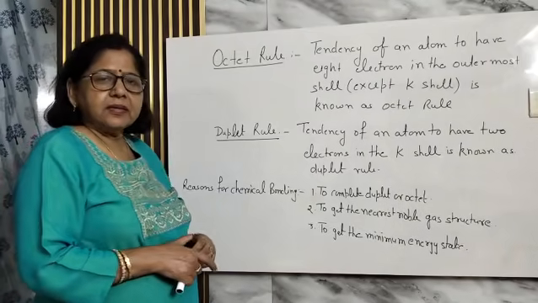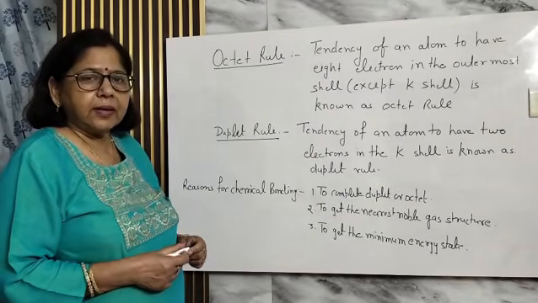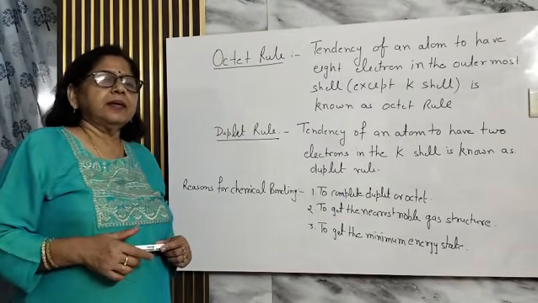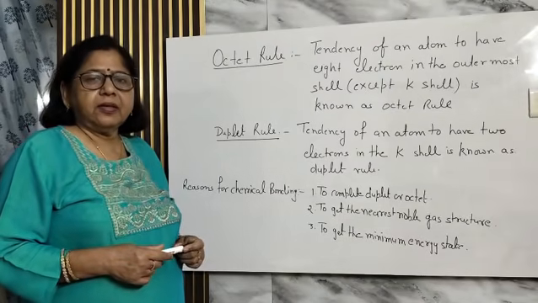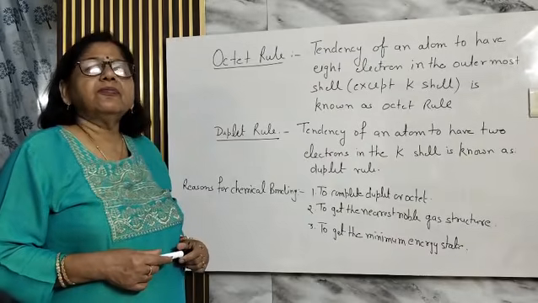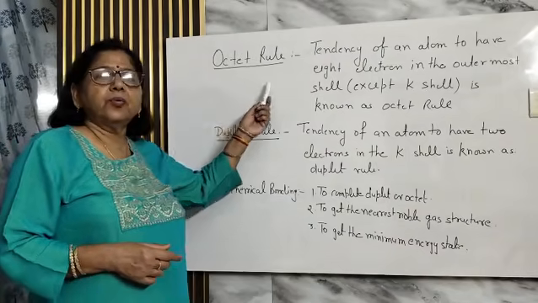Dear students, today's topic is chemical bonding. Before we start chemical bonding, I would like to tell you the two important concepts, which are the basic core of chemical bonding. Number one is the octet rule.